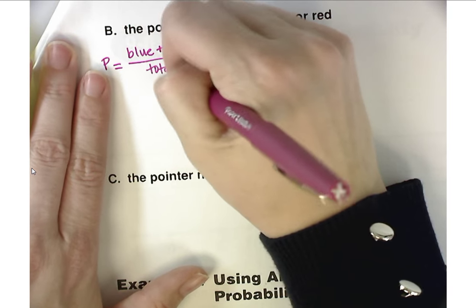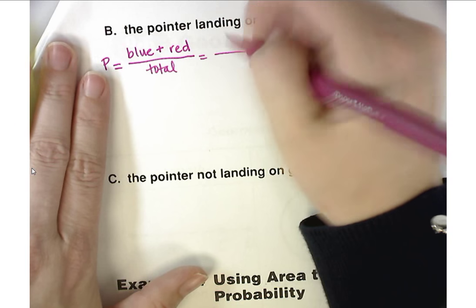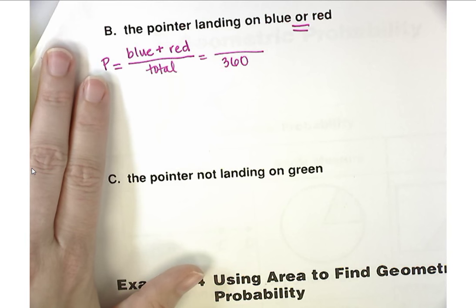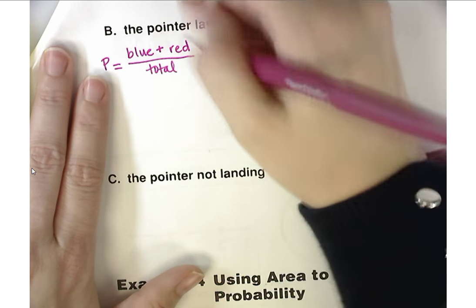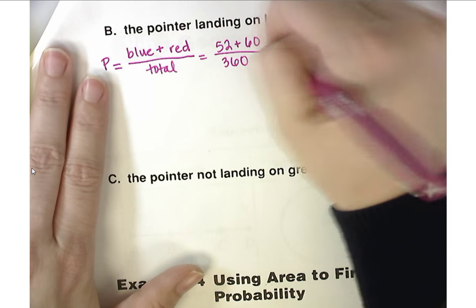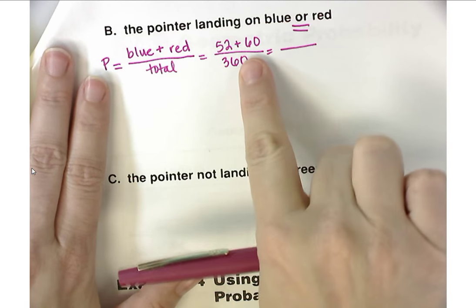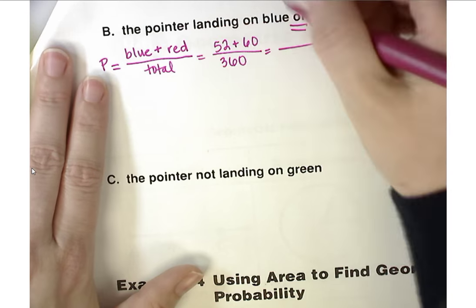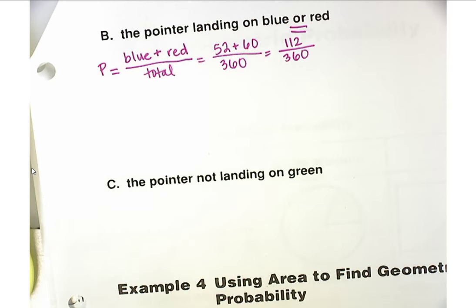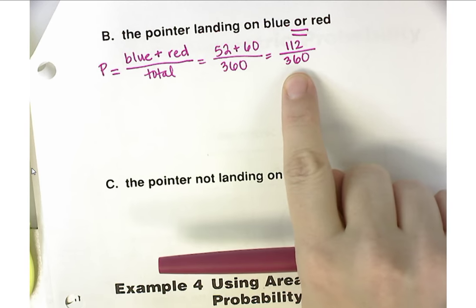the total. Okay, so again, the total is 360. Okay, and then Maddie Harris, what was our blue percentage? 52. Okay, and then Ethan, what was our red percentage? 60. Okay, so 52 plus 60 is going to be what? 112 over 360.